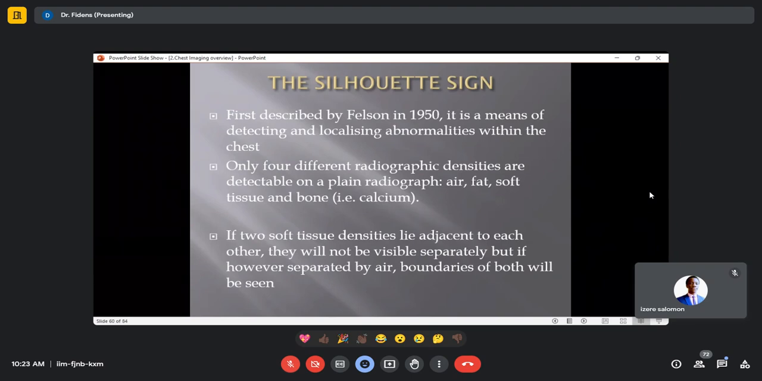Silhouette sign is when two opacities are present on the same plane, which hinders the visual differentiation between the two, in which one is a normal structure, which can be the heart or the diaphragm, and the other is usually a pathologic opacity. Yeah, that's true. You're even saying it better than others.